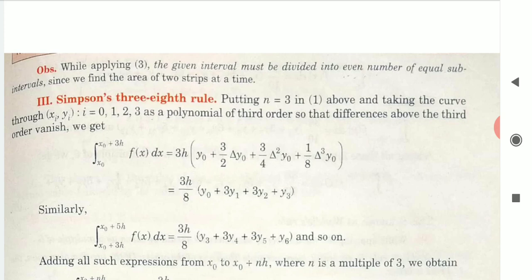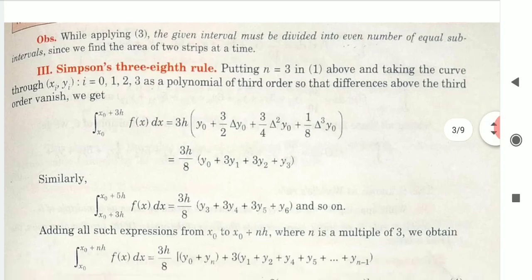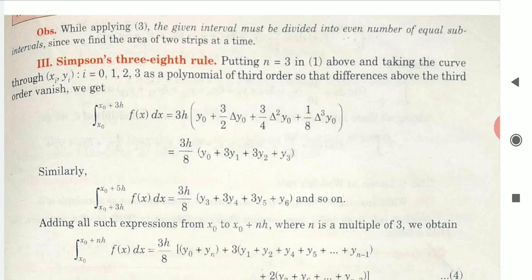They are saying that while applying equation number 3 or while applying Simpson's 1/3 rule, the given interval must be divided into an even number of equal subintervals since we find the area of two strips at a time. अगर मैंने कुछ ऐसा डिवीजन किया है या फिर मुझे कुछ ऐसा डाटा दिया है कि मेरे पास 9 वैल्यूज है, तो मैं सिम्पसन्स 1/3 रूल नहीं लगा पाऊंगा, क्योंकि वो इवन नंबर ऑफ इक्वल सब इंटरवल्स में उसका डिवीजन हुआ रहना चाहिए. ओके, नो, एंड 9 है तो मैं कर सकता हूँ बिकॉज वी आर टेकिंग x0 x1 एंड सो ऑन अप टू x8.